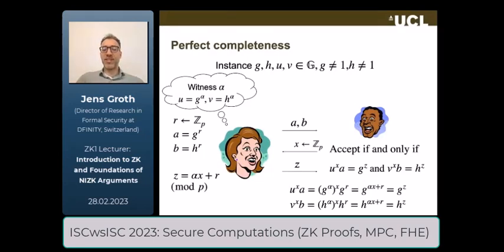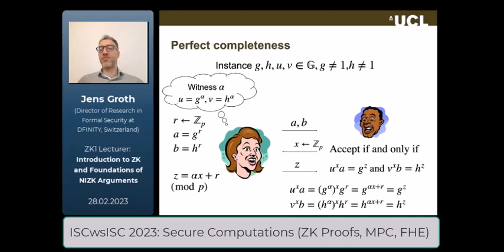So what is U to the X times A? Well, U was G to the alpha. A was G to the R. So we get G to the alpha to the challenge X times G to the R. And that's G to the alpha X plus R. And alpha X plus R, that was exactly Z. So that's G to the Z. So the first verification check passes.